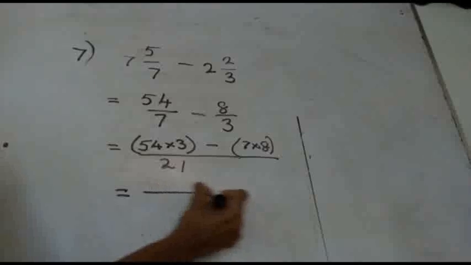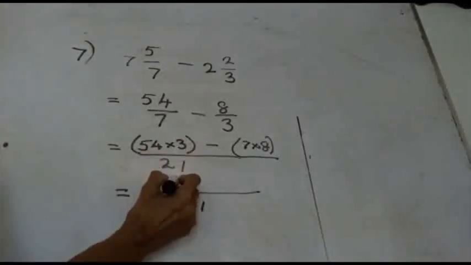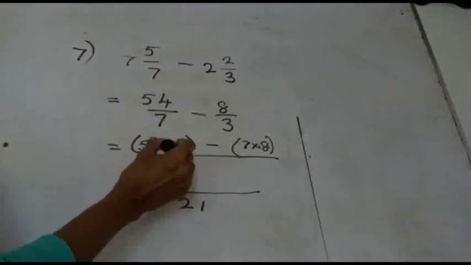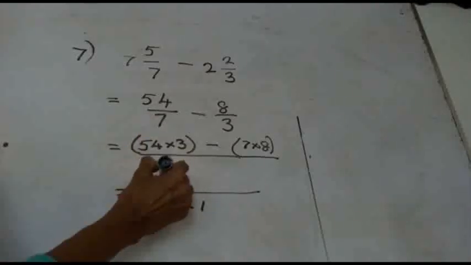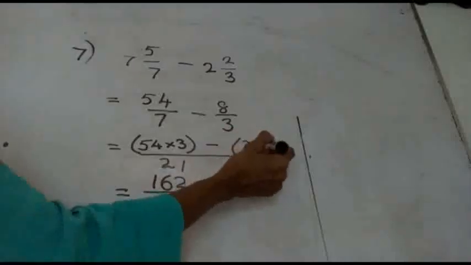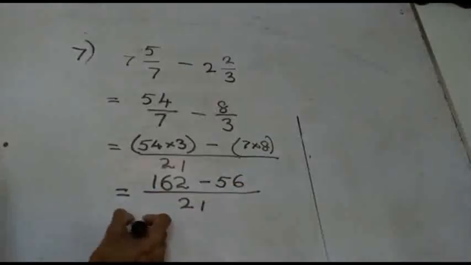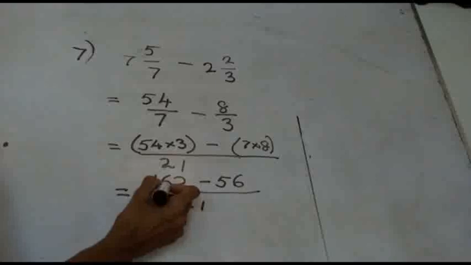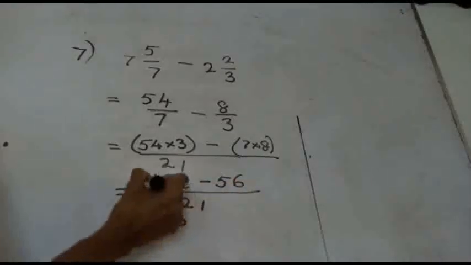Is equal. 3 times 4 is equal to 12. Remaining 1. 3 times 5, 15 plus 1 is equal to 16. Subtract. 7 times 8 is equal to 56. 12 subtract 6, 6. Then remaining 5. 5 subtract 5, 0. Here 1.